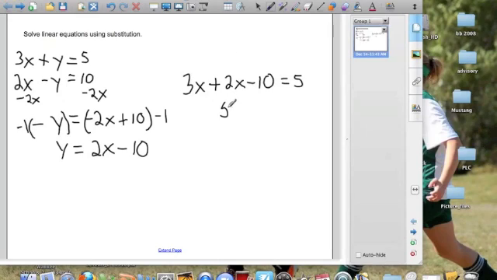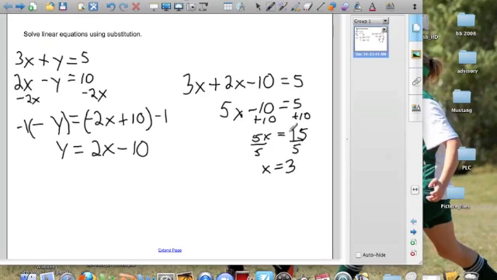So we got 5x minus 10 is equal to 5. Add 10 to both sides and we end up with 5x is equal to 15. Divide by 5 and x is equal to 3.